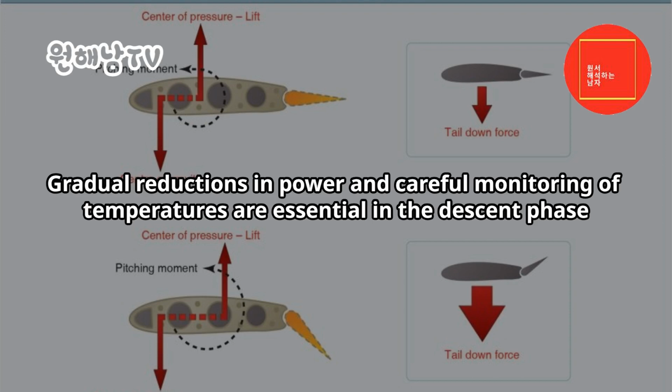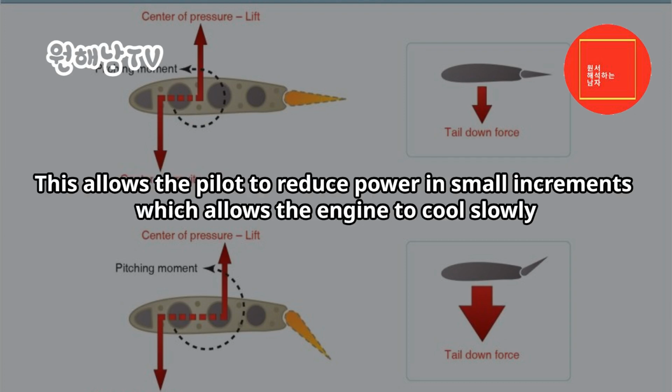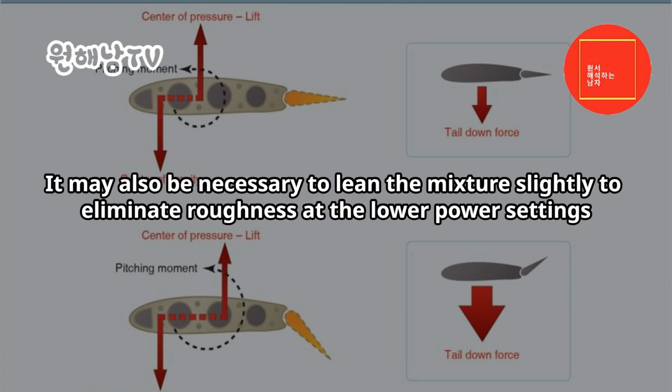Gradual reductions in power and careful monitoring of temperatures are essential in the descent phase. Extending the landing gear during the descent may help control the airspeed while maintaining a higher engine power setting. This allows the pilot to reduce power in small increments, which allows the engine to cool slowly. It may also be necessary to lean the mixture slightly to eliminate roughness at the lower power settings.